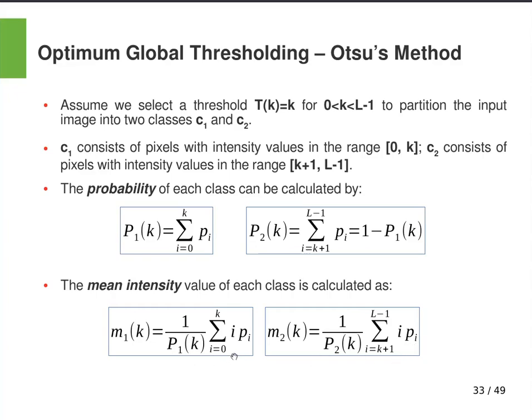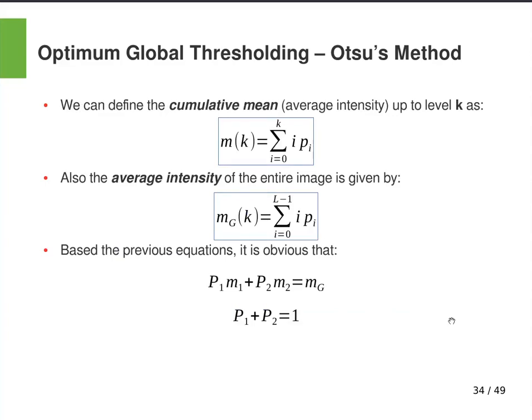And as you can see, for class 1, since we only have intensities between 0 and k, we do the summation between 0 and k, and for class 2 we do the summation for intensity values k plus 1 to L minus 1. Now we can define the cumulative mean, or average intensity, up to level k using this equation, which is the summation for i from 0 to k of i multiplied by p_i. Then we have the average intensity for the entire image, which is the previous summation, but this time i goes from 0 to L minus 1.